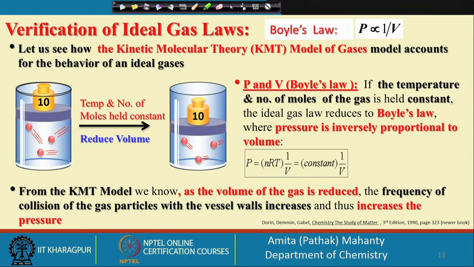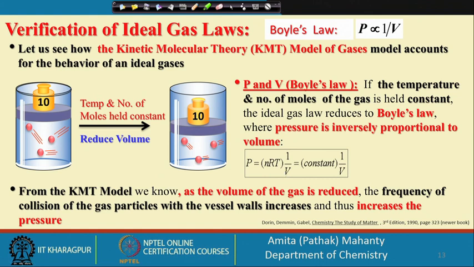So, what do we talk about? We talk about pressure and volume conditions first. If the temperature and the number of moles of the gas are held constant, then according to Boyle's law, we know the pressure is inversely proportional to the volume. This is the expression of the gas law. If the temperature and the number of moles are held constant, this part is constant, so pressure is going to be inversely proportional to the volume.